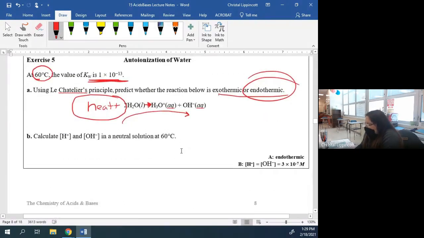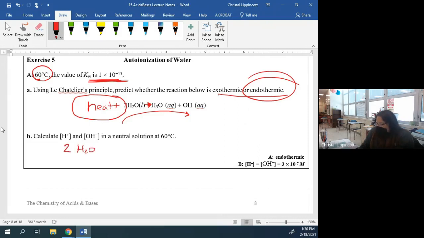All right, so then at this neutral condition, they want us to calculate our value for our hydronium and our hydroxide concentrations. Okay, so we know that's the answer because we cheated, but we need to know why that's the answer and how they got it. So this is taking us back to the land of RICE or ICE tables, depending on how you want to call them. So 2H2O yields my H3O+ plus my OH-. Okay, this is my reaction.